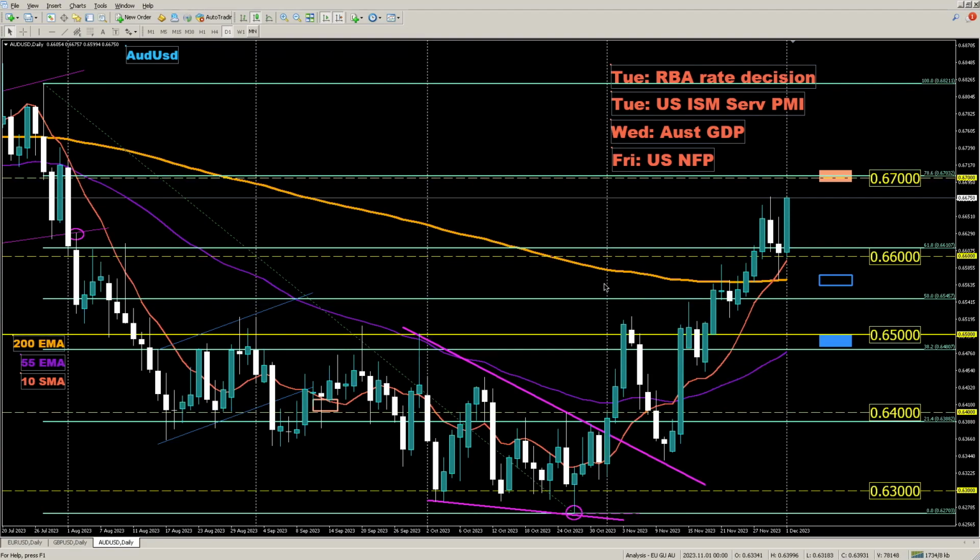All right, so also a critical week for the Aussie dollar. It has been a strong recovery, taking advantage of the US dollar weakness, but we'll see how far the US dollar is going to recover this week. And we'll have to watch for the news, especially the jobs report at the end of the week.